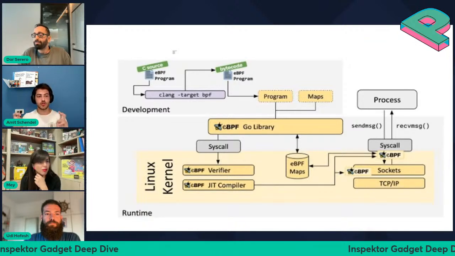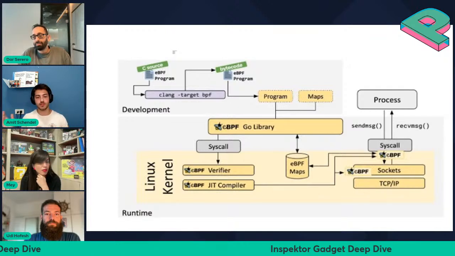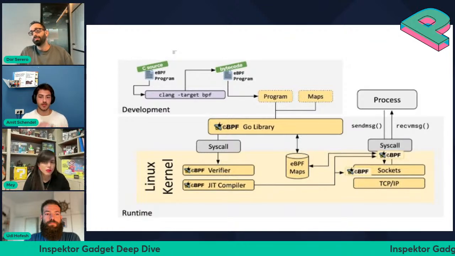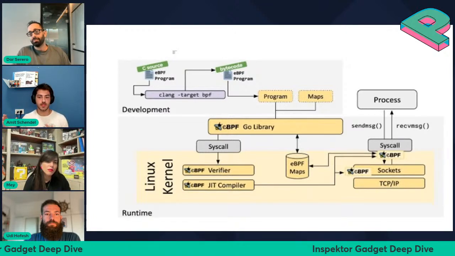After you pass the verifier, there is this JIT compiler. Basically, eBPF runs JITed in the kernel. It can run non-JITed, but most of the time it's going to run in JIT mode, and then it's going to run in this sandbox.